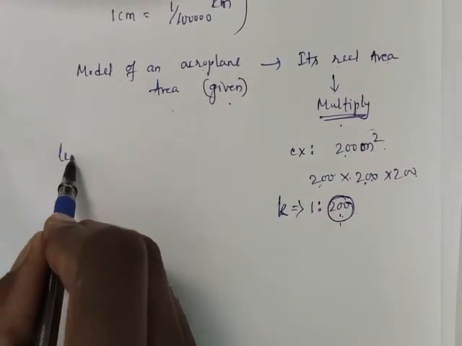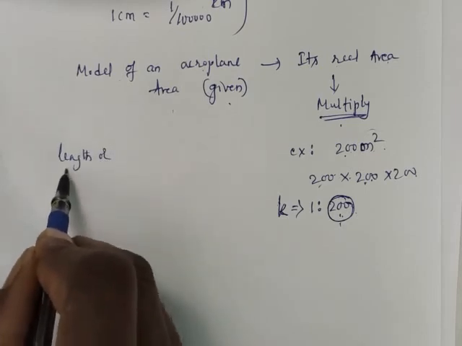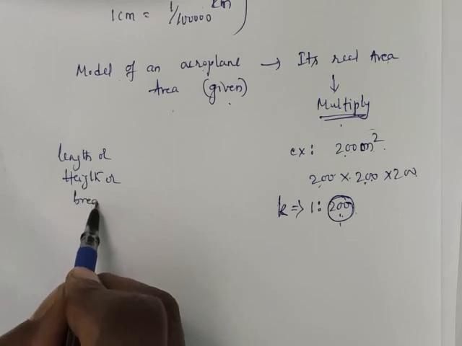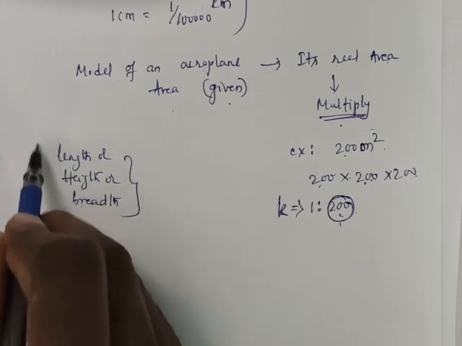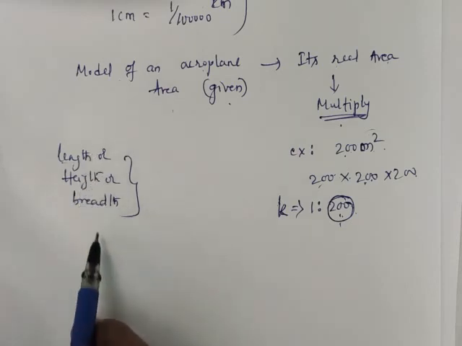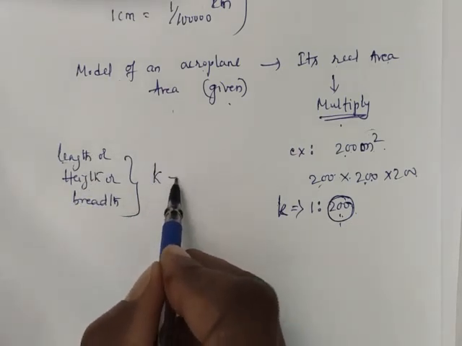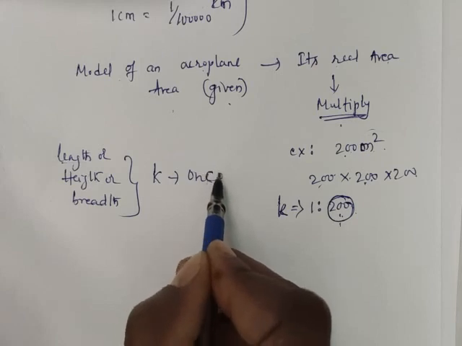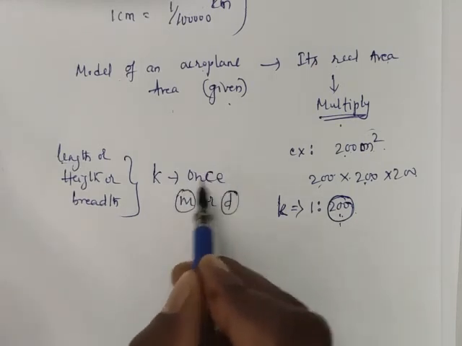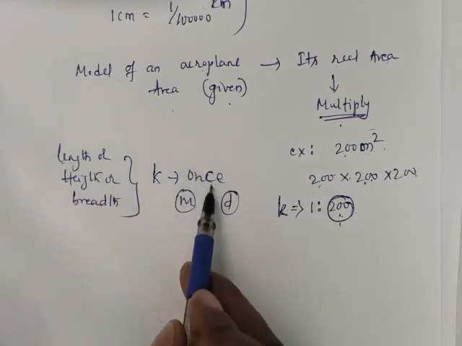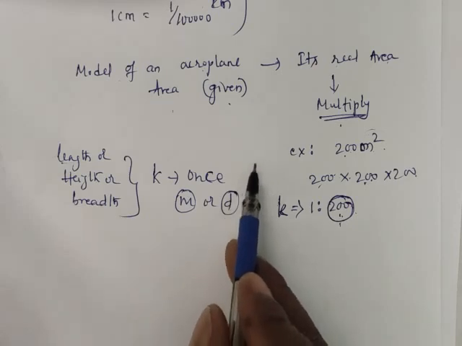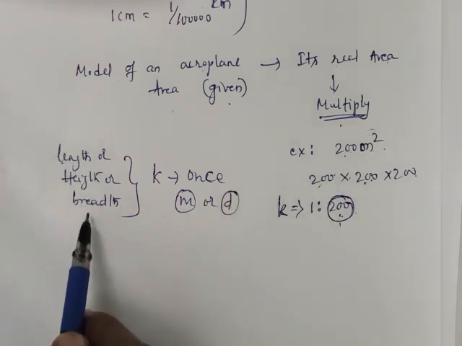In a length case, length or height or breadth, these three are unidimensional. Length is unidimensional, also height and breadth. In these three cases, the scale factor you have to multiply or divide once. Once you have to multiply to get the real one, once you have to divide to get the model, in length, height and breadth case.